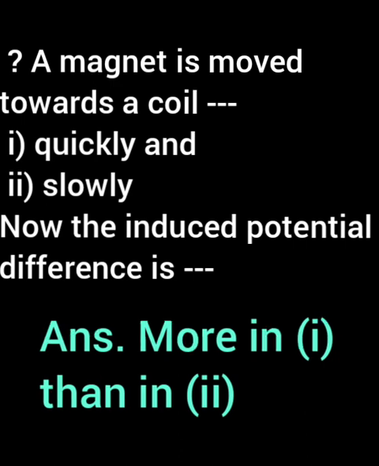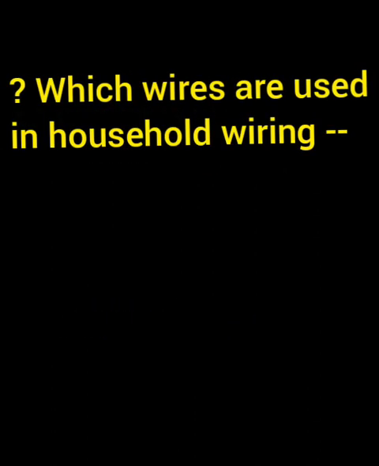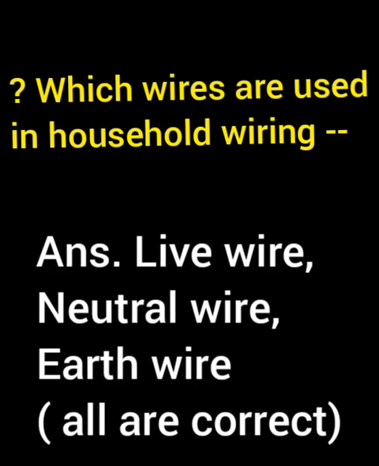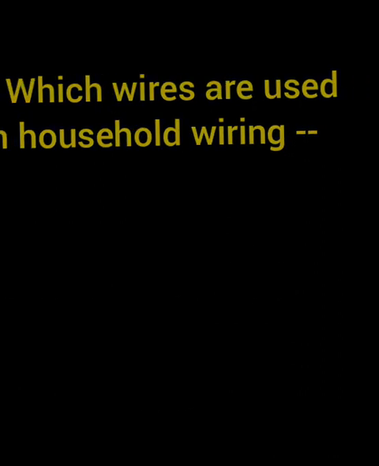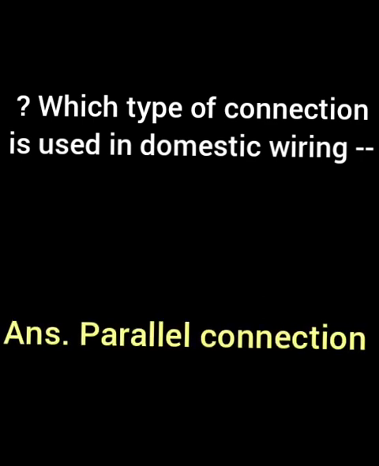And next question. Which current is used in domestic wiring? That is AC current. Question next. Which wires are used in household wiring? These are live wire, neutral wire, earth wire. These 3 types of wire we use for domestic purposes. These 3 are the correct option. Question next. Which type of connection is used in domestic wiring? It is better to use parallel connection. So the correct option will be parallel connection.